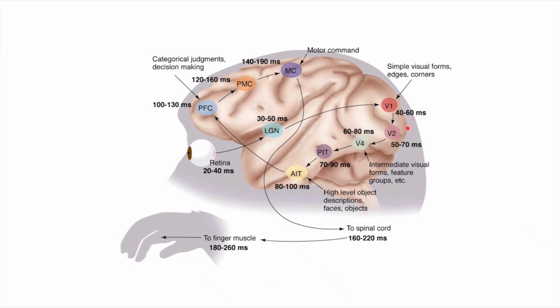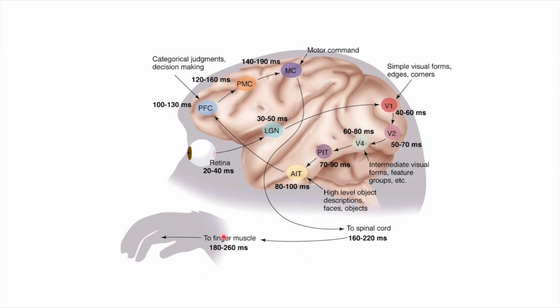And then it goes to V2, then V4, then the inferior temporal cortex, the posterior part, and then the anterior part. So by now about 100 milliseconds have passed. And then the signal goes to the prefrontal cortex, and then to the premotor cortex, and then ultimately to the motor cortex, where a motor command is generated. Then this signal is passed down through the motor neurons in the spinal cord. By the time it reaches the finger muscle from the spinal cord, 200 to 250 milliseconds may have passed. And then the finger moves or the hand moves.